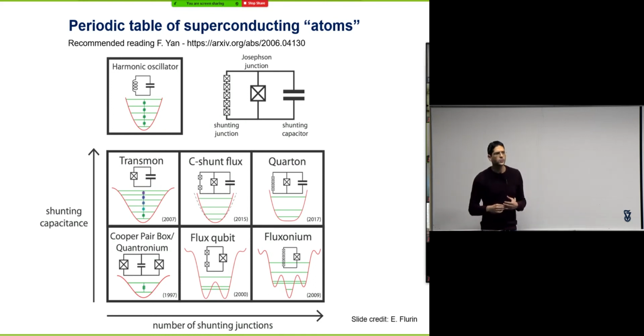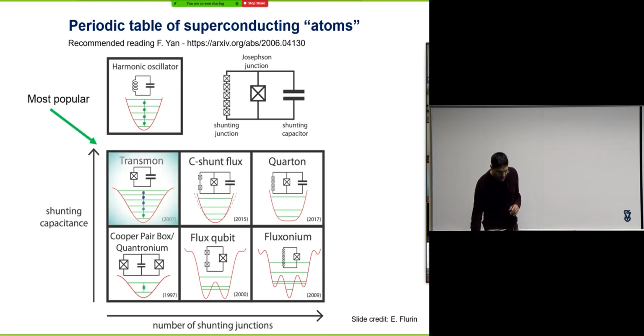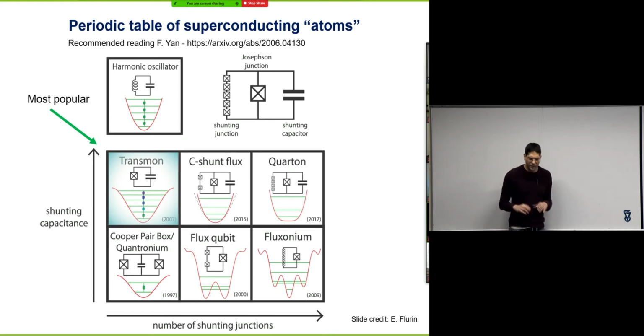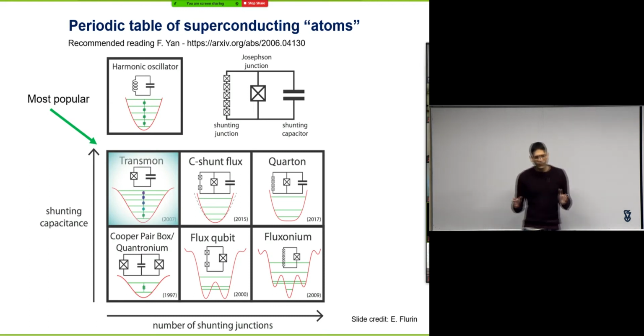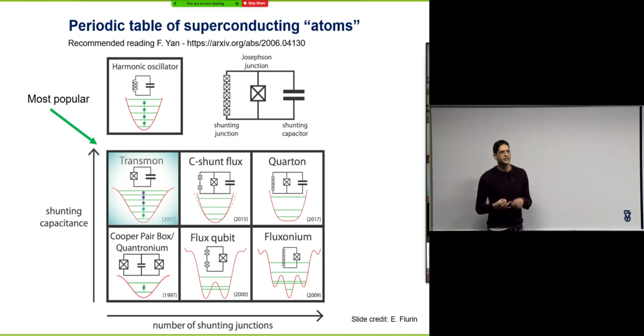But what we're going to do now is take an explicit example, and we're going to discuss one artificial atom, the transmon. The reason you want to discuss the transmon is because it's the most popular qubit there is. It's the easiest to fabricate. It's the easiest to make. It is the qubit that is most ubiquitous. It means it is everywhere.